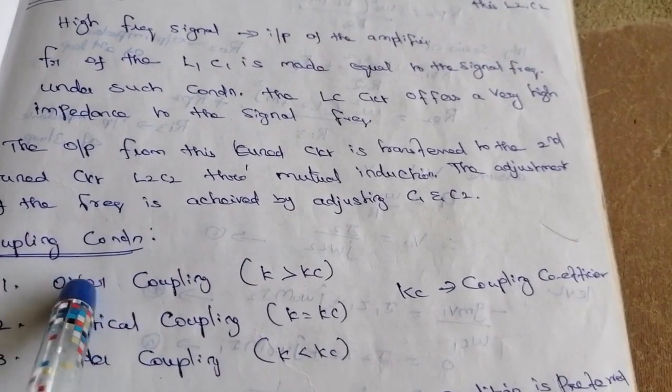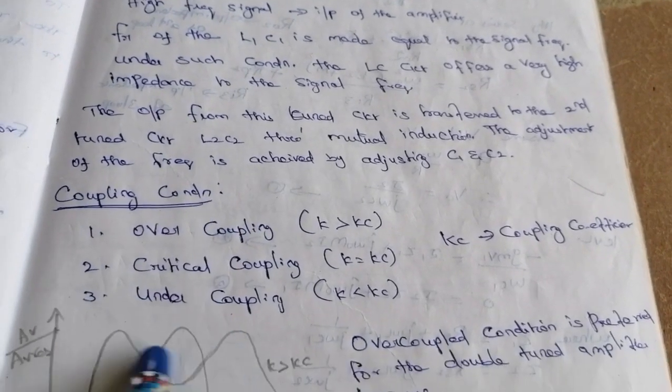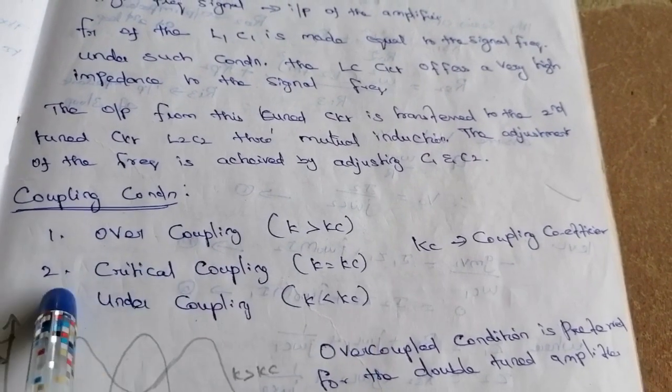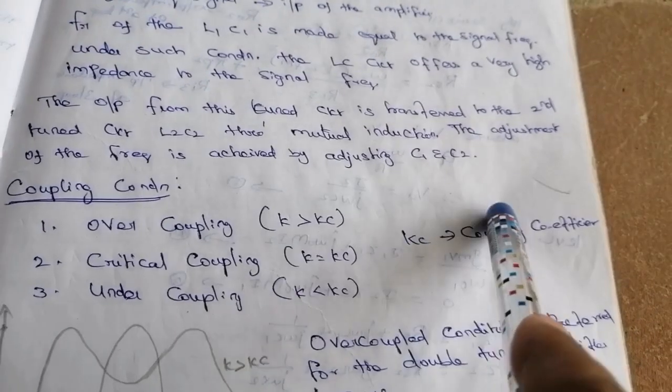Here we have to consider one point, that is the coupling conditions. There are three types of coupling conditions. One is overcoupling, which is K greater than Kc. Critical coupling, K equal to Kc. Undercoupling, K less than Kc. Where Kc is the critical coupling coefficient.